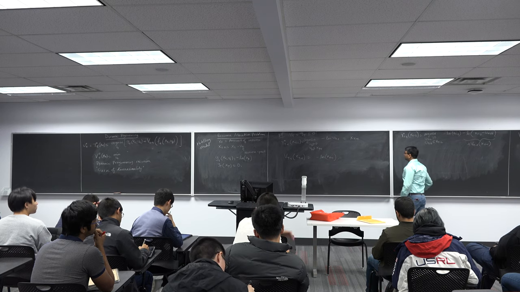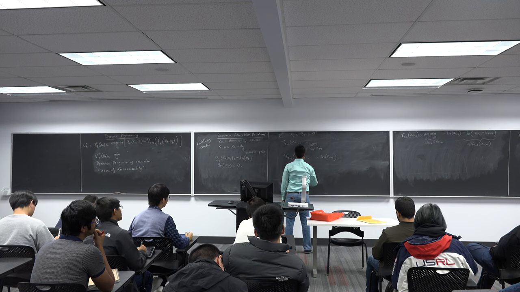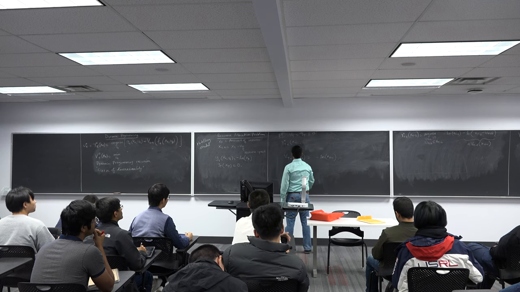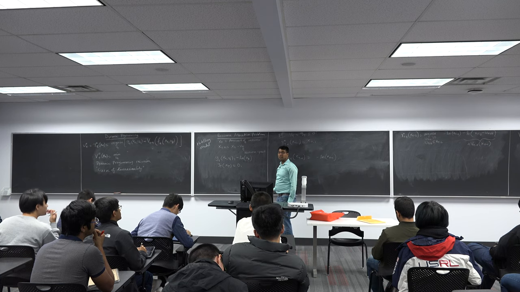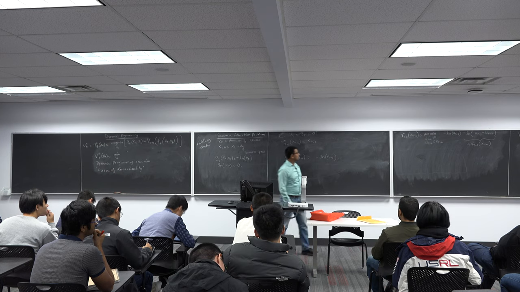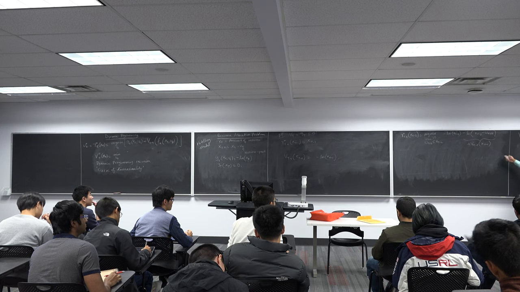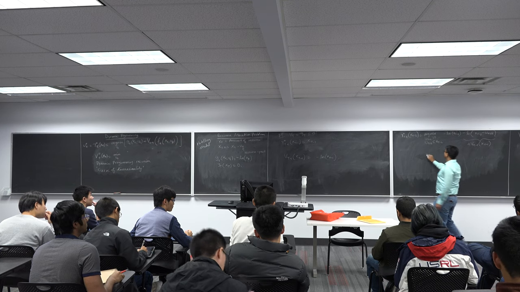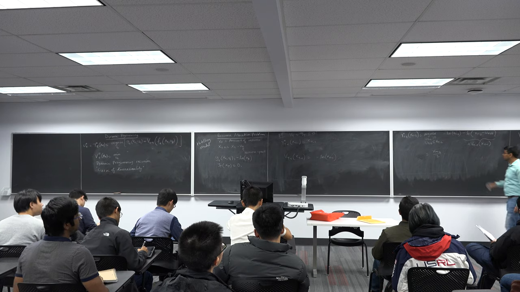I don't want to delete this. Looks like I'm out of time. Okay, so we'll pick it up from here. We'll apply the first order optimality to get xt minus 2 over 2. Okay, so we'll do that in the next class.